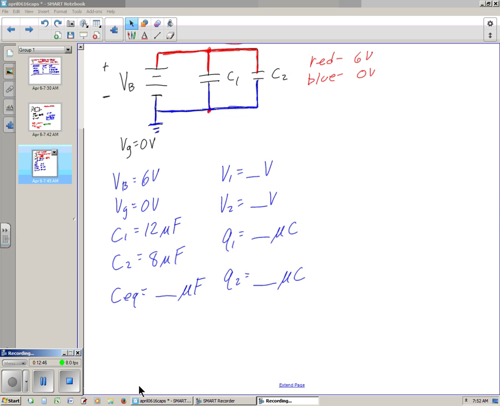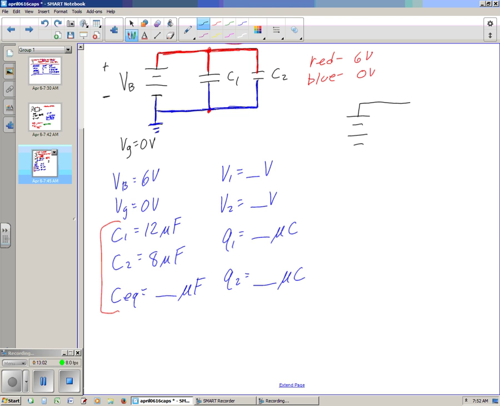We already know 2 of these 3 values here, C1, C2, and C equivalent. So what I'm going to do is make another little drawing here to show you what this would look like if we just did a single capacitor. So it would come out like this. And of course this would be VB, this would be VG equal 0, and this would be C equivalent.